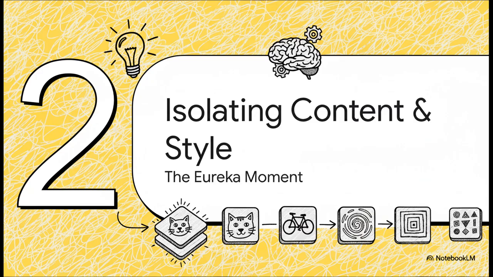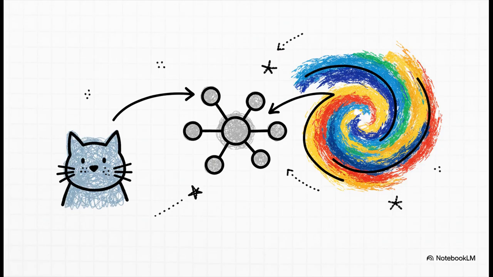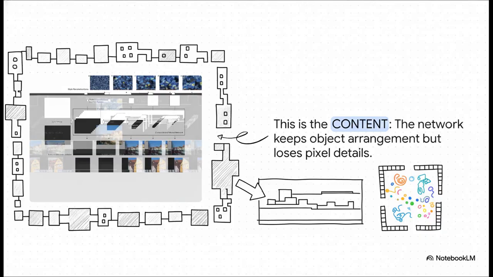They realized that in the process of learning to recognize things, the network had accidentally taught itself something incredible: how to separate the content of an image, what it's a picture of, from its style, how it actually looks. This is the absolute core of the entire paper. The what, which is the content, and the how, the style, are represented in totally different ways inside the network. They're not all tangled up. You can actually pull them apart. So what does that actually look like?